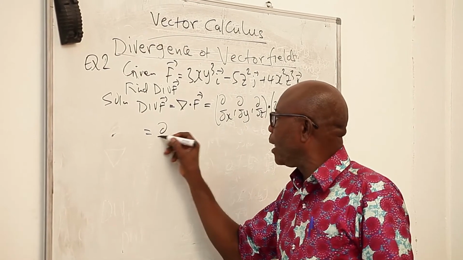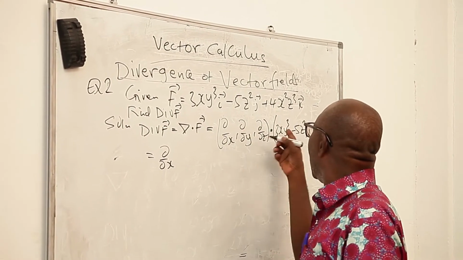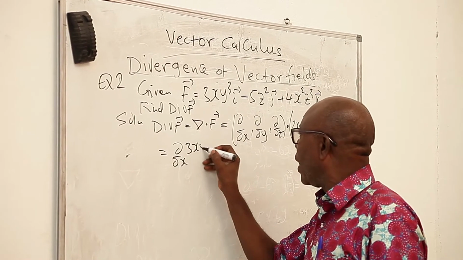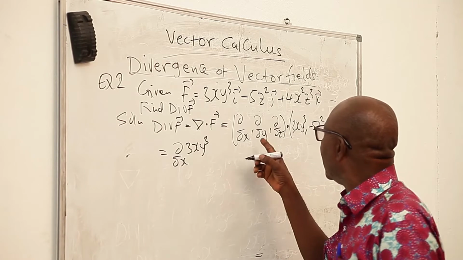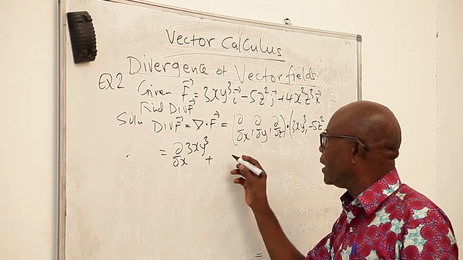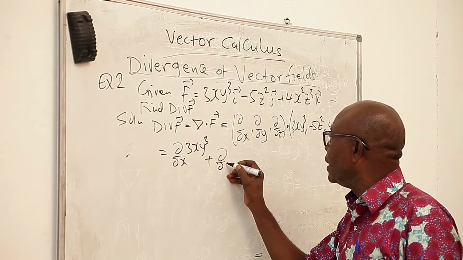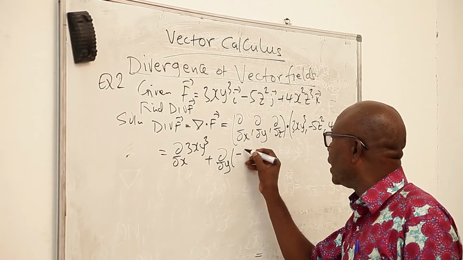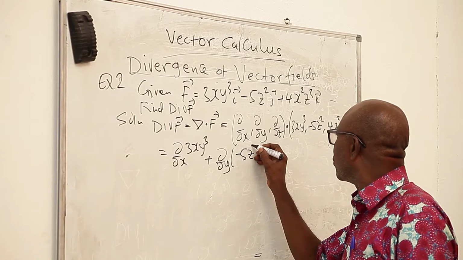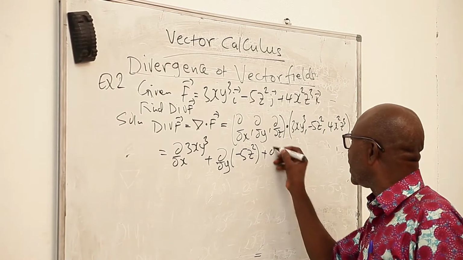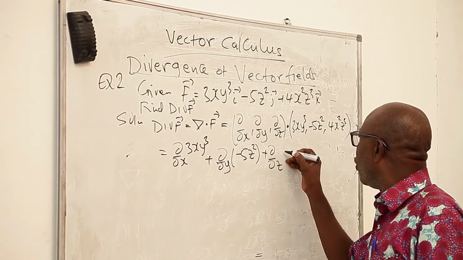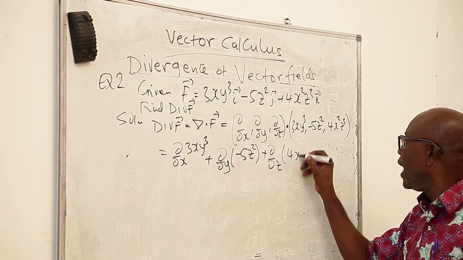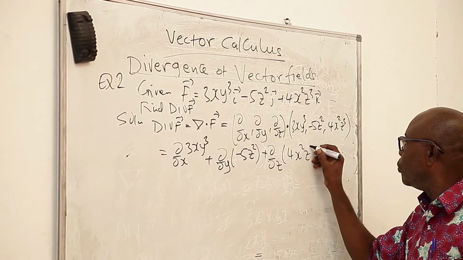You have partial x of 3xy cubed, then plus partial y of the second term, the j term, which is negative 5z squared, plus partial z of the component in the k direction, which is 4x squared z cubed.